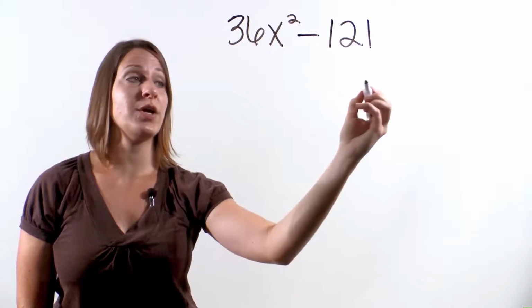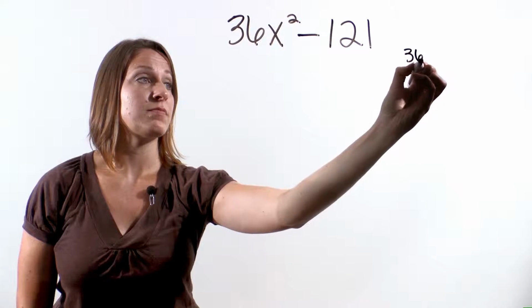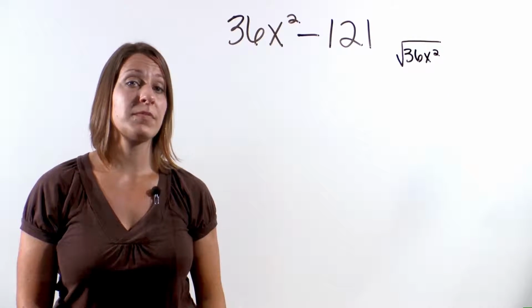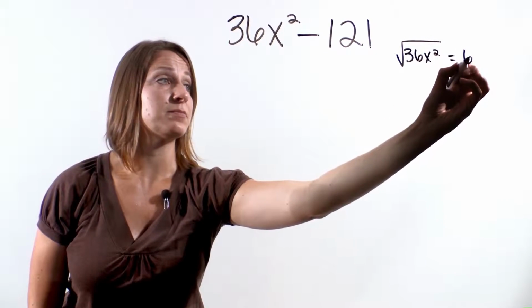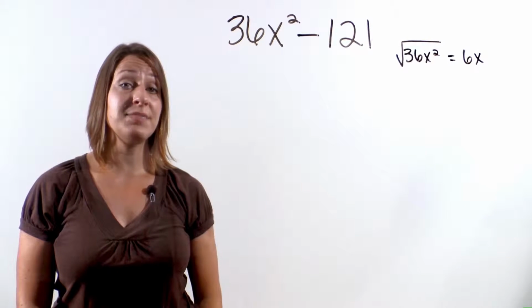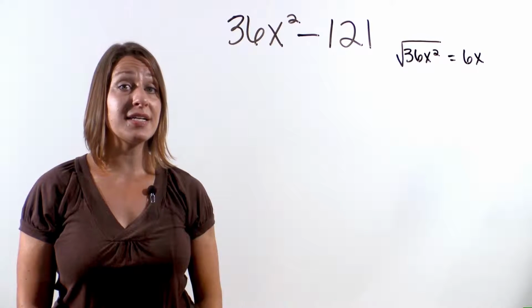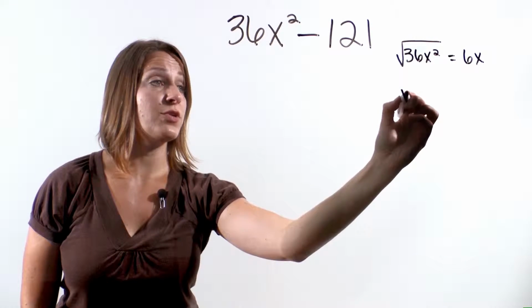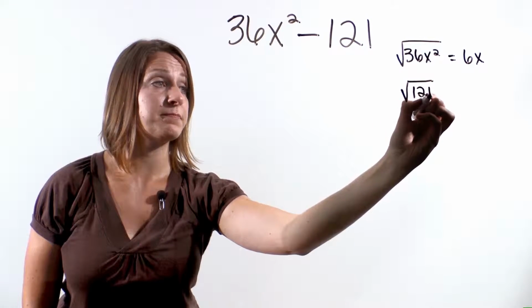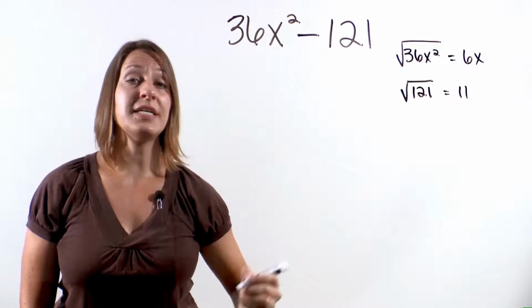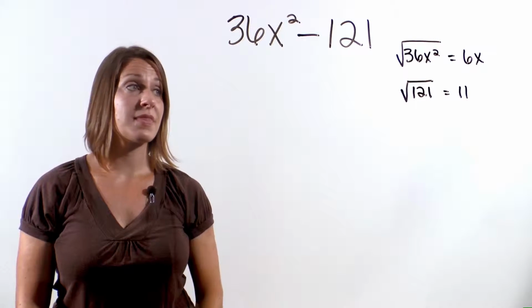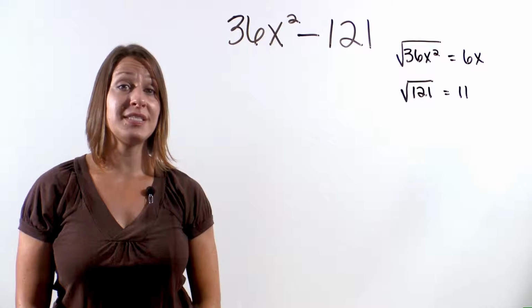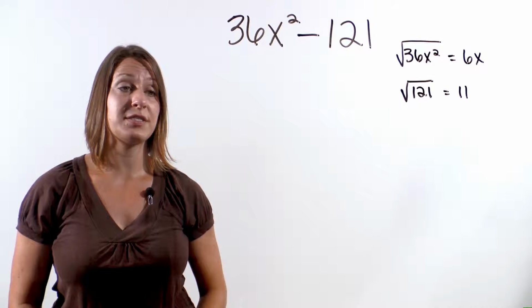If we check the square root of 36x squared, this would be 6x, because 6 times 6 is 36, x times x is x squared. The square root of 121 is 11. So both of these are perfect squares. So this problem is a difference of squares.